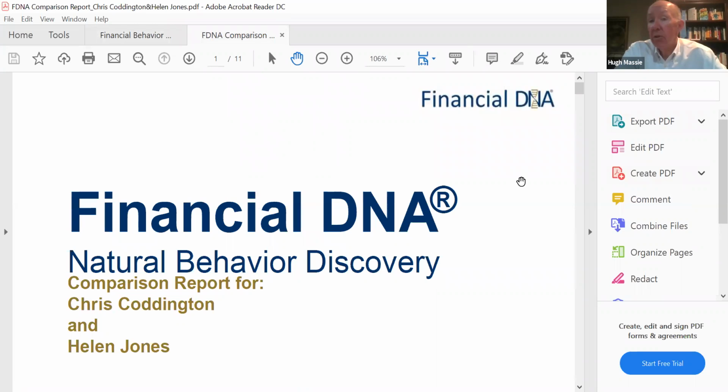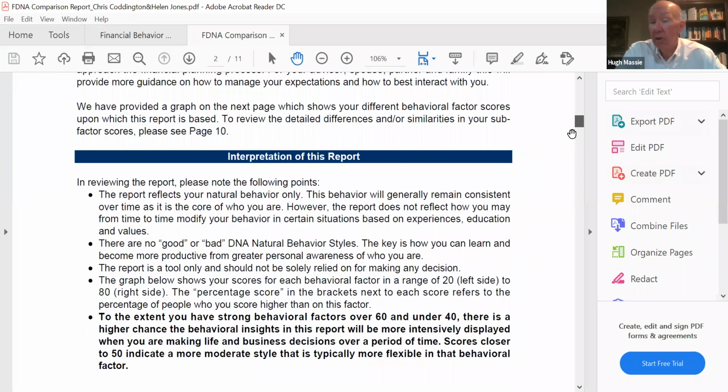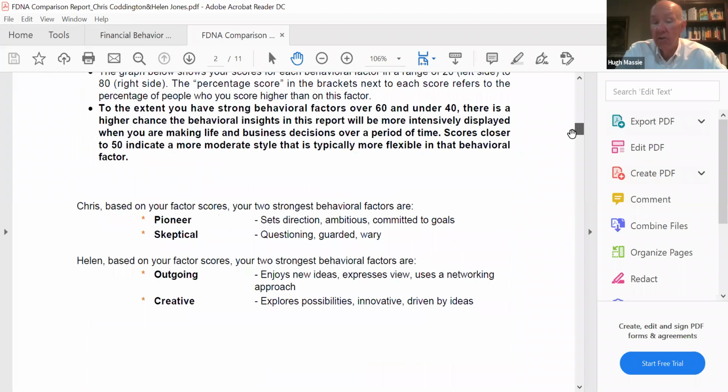So now I'm going to show you a more detailed comparison report that has more of the cues for adapting the behaviour between Chris and Helen, and this can be a very useful report. It addresses it more in terms of the factor language that we have in our more detailed summary report and the wealth mentoring report that you've heard before. So we know Chris is more pioneering, goal-driven, more skeptical, and Helen's more outgoing and creative.